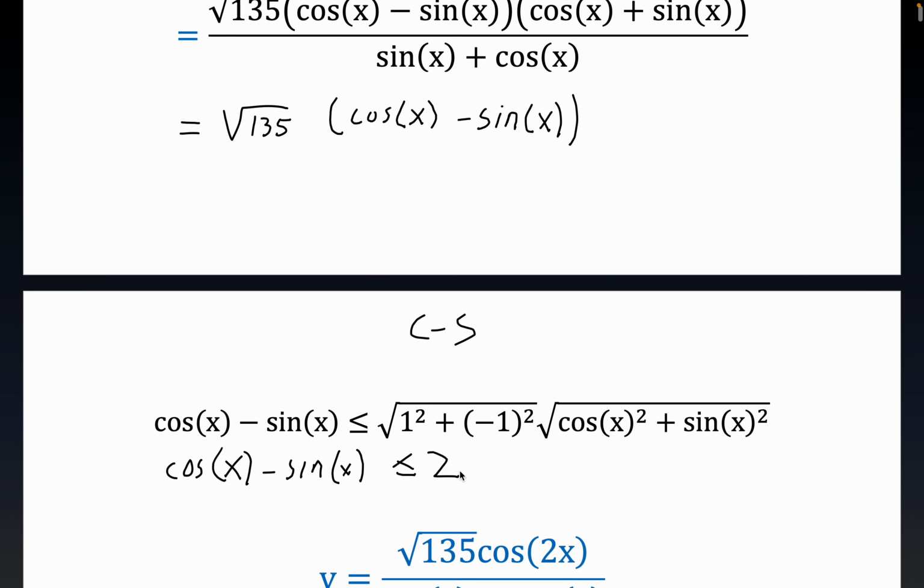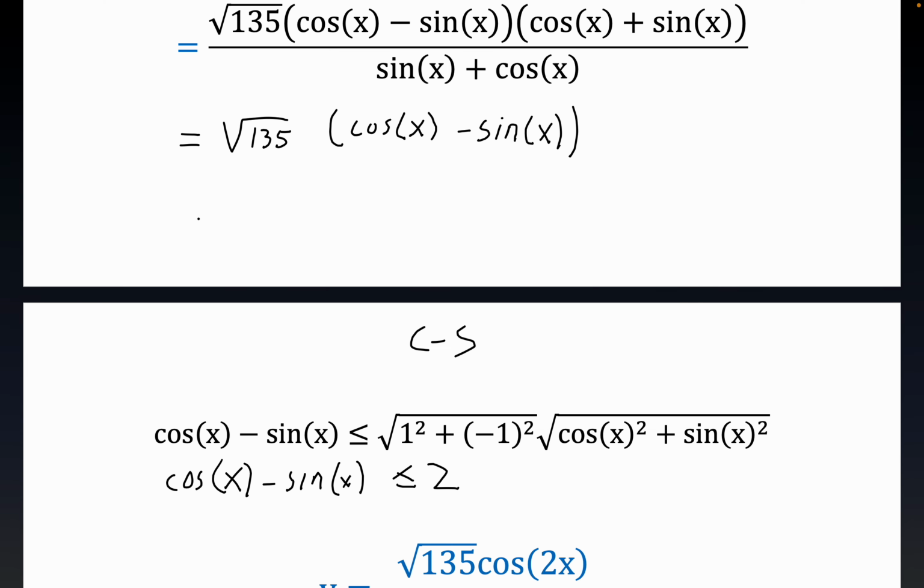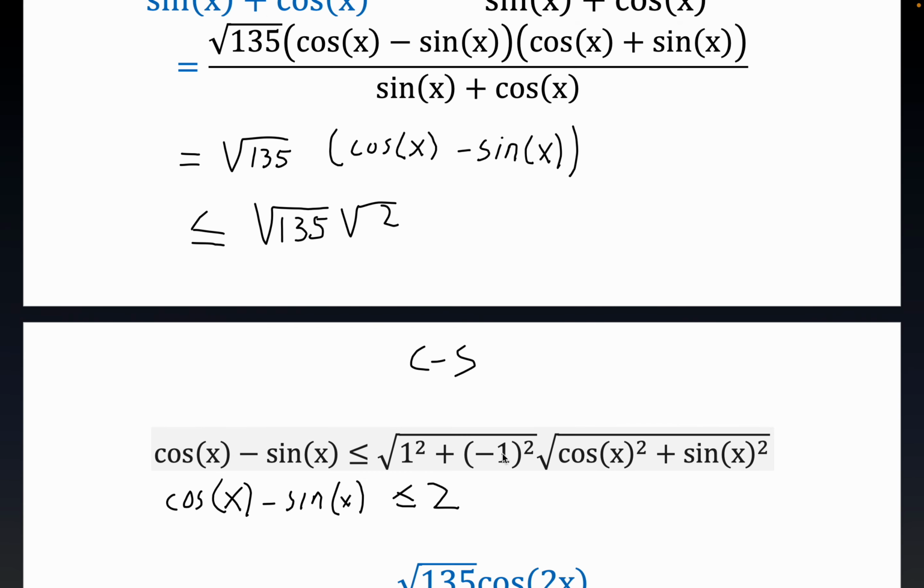But notice what happens right here. That means that this object right here is less than or equal to the square root of 135 times the square root of 2, right? Again, we just showed that cosine x minus sin x is less than or equal to the square root of 2 by the Cauchy Schwarz inequality. And so what is this? This is equal to the square root of 270.